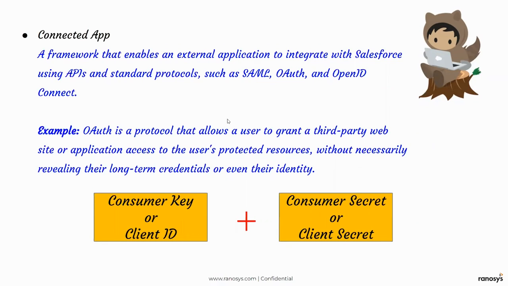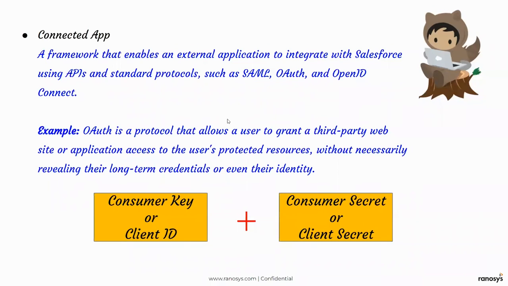Connected app is a framework that enables an external application to integrate with Salesforce using APIs and standard protocols such as SAML, OAuth, and OpenID Connect. These all are basically authentication or authorization mechanisms that allow a user to grant a third-party website access to users' protected resources without necessarily revealing their long-term credentials or even their identity.